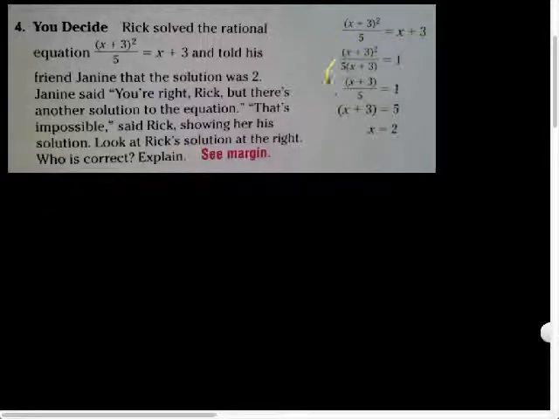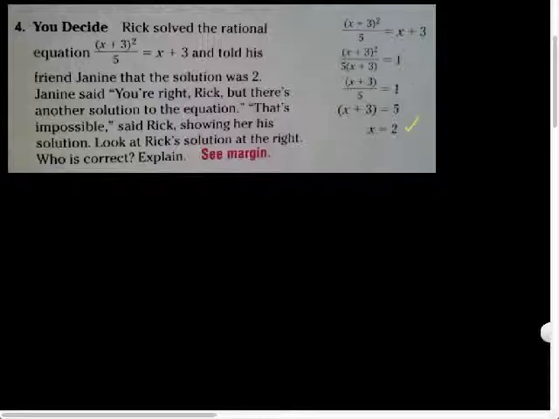And what happens between here and here? You cancel out that x plus 3. Yeah, he cancels this out with that. Is that a legal cancellation? Yeah, it is. It's perfectly fine. So he does that, and now he's got this, and then what does he do from here to here? Multiplies by 5, and then he subtracts 3. And 2 is one of the solutions.